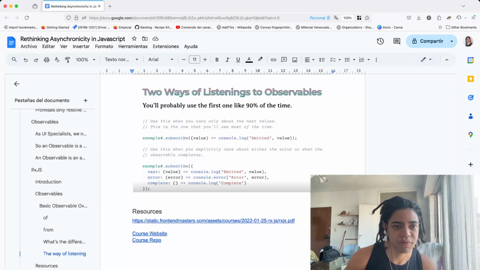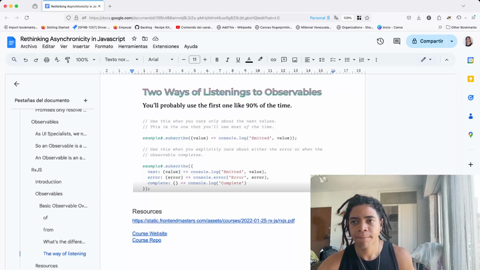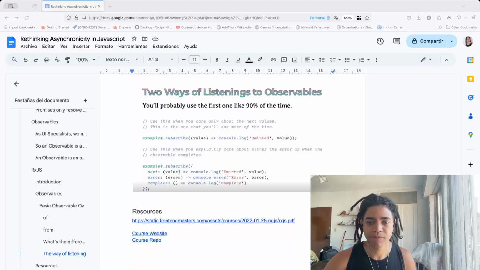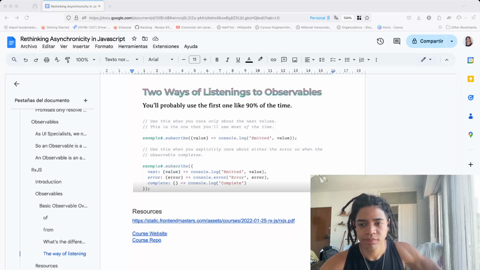Perfect. Okay. So what we might see more commonly is you can give it an object with next, error, and complete. If you only care about the errors, you give it an object with an error key. If you only care about complete, you give it an object with the complete key. If you only care about next, whatever combination you care about, you can subscribe to it and have those callback functions called.